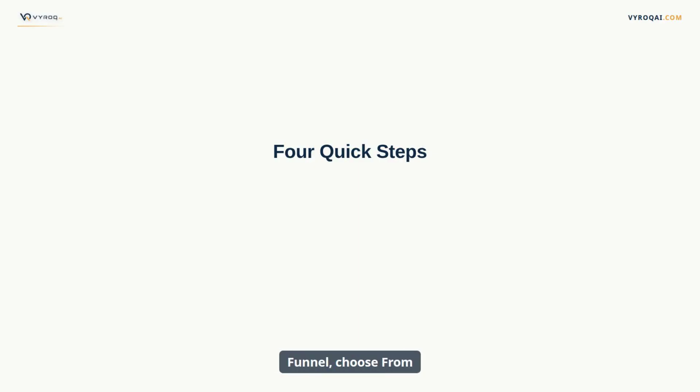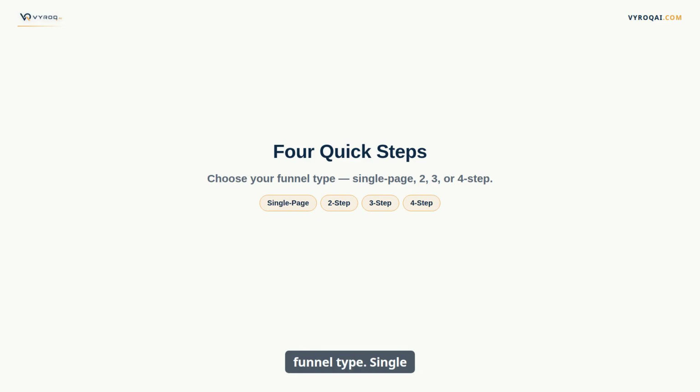Hit Create Funnel, choose from AI Prompt, and step 1 asks you to choose funnel type. Single page, 2-step, 3-step, or 4-step, each with a hint on what it's best for.